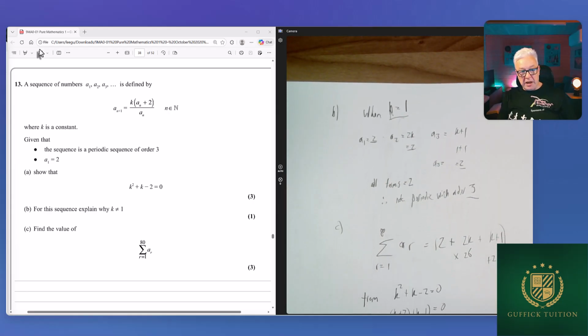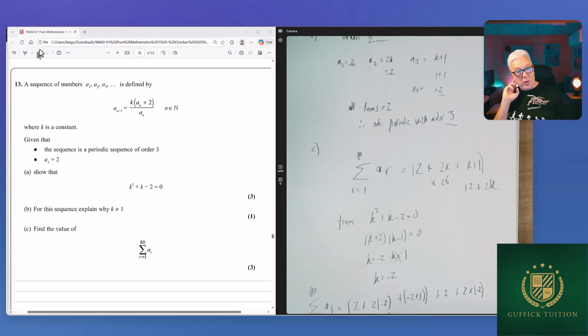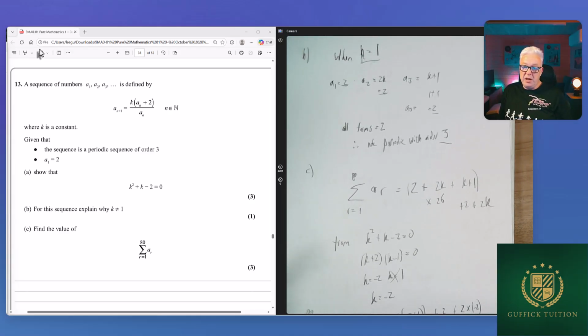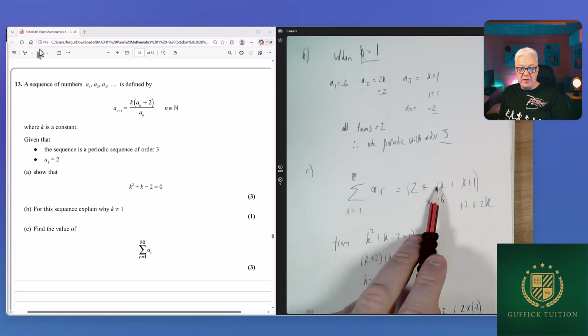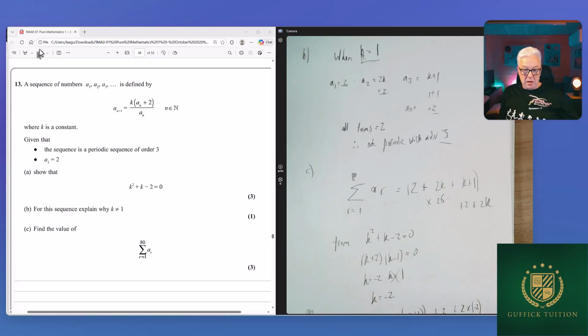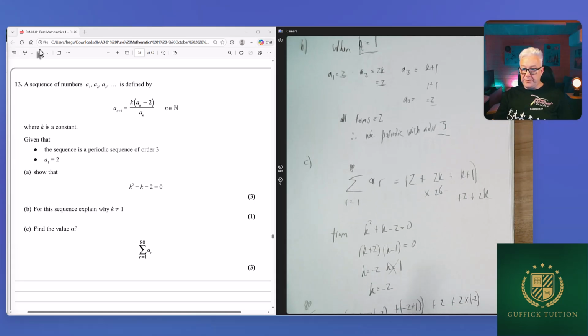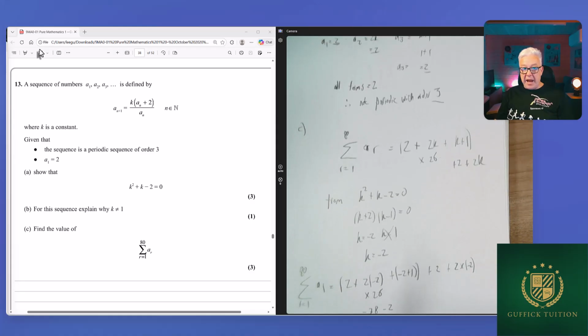And then finally, find the summation from r equals 1 to 80. Now, we know it's periodic with order 3, which basically means we know that we're going to have 26 lots of the first 3 terms, okay? Because when we do 3 times 26, it gives us 78. And then we're going to have 2 terms on the end, okay? Add another 2 terms.